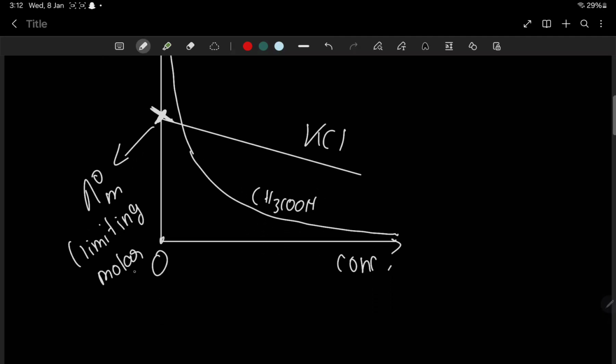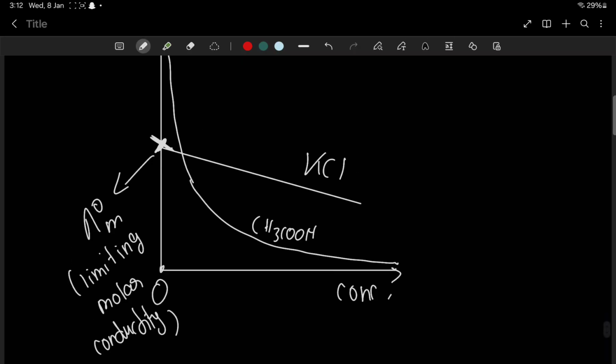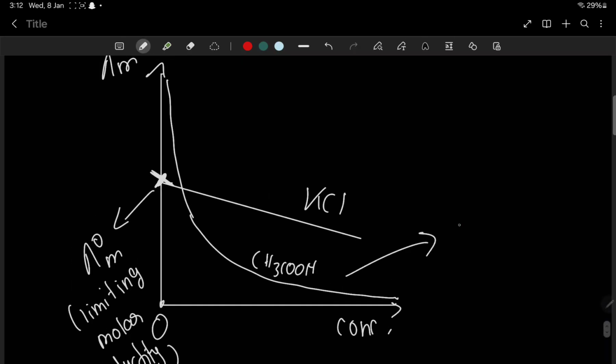But the thing is that KCl is a strong electrolyte, but CH3COOH is a weak electrolyte. For weak electrolytes, they don't have a definite limiting molar conductivity, or their limiting molar conductivity is at infinity. Okay, note it.